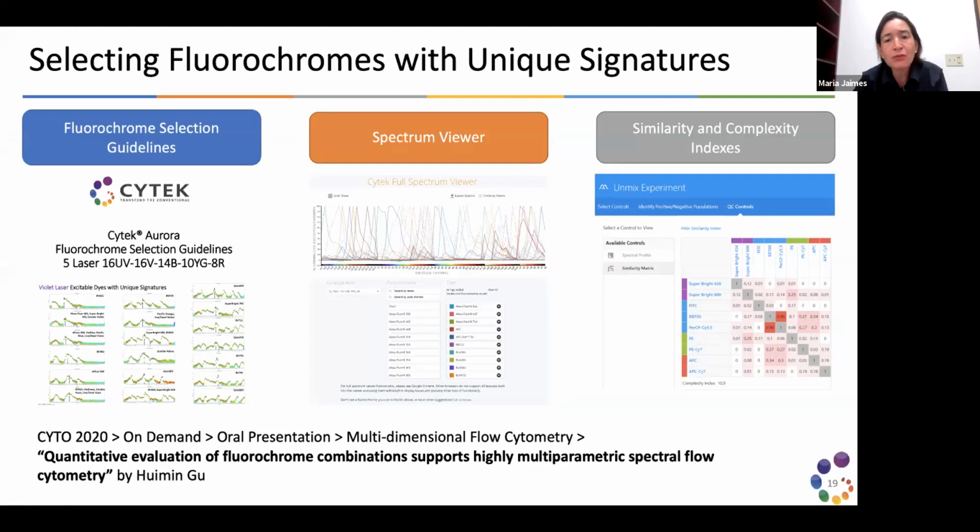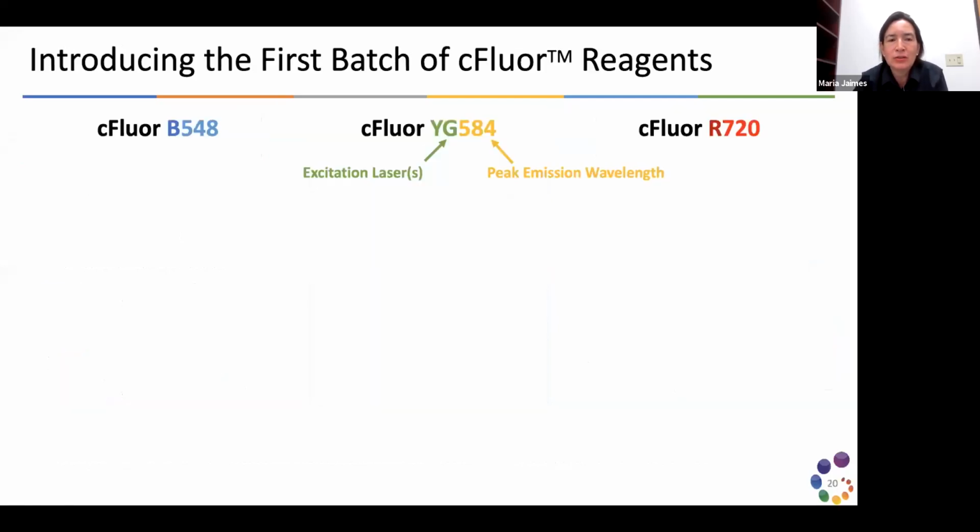So we're very excited to introduce a new family of reagents. They are going to be named C-fluors. And the nomenclature of the name is very simple. It's the name of the family of reagents, C-fluor, followed by the initials of the laser that is the primary excitation. In this case, for example, C-fluor YG for yellow-green, and then the peak of emission, 584.